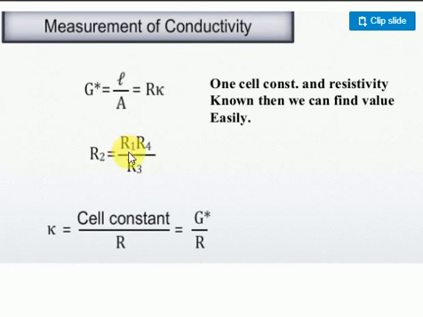R2 is equal to R1 into R4 by R3. K is nothing but the cell constant. Look at the specific conductance: kappa is equal to cell constant by resistance. It's a very, very important formula. Kappa is equal to G star by L.